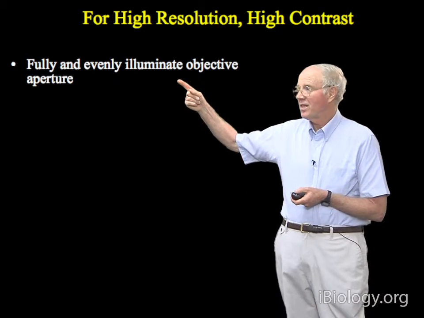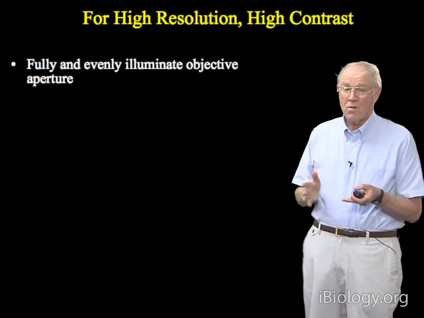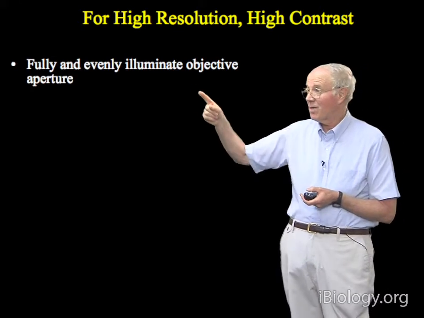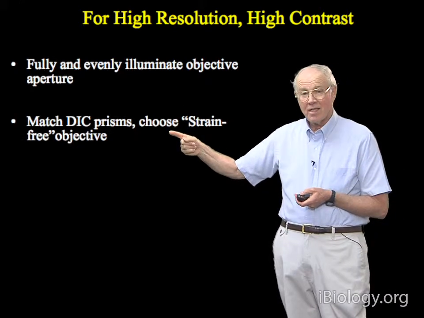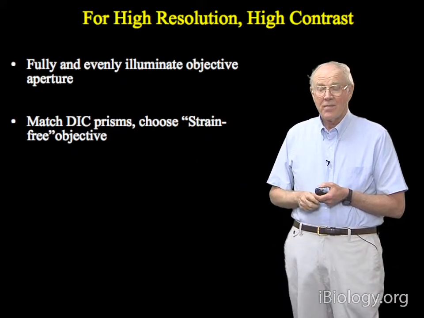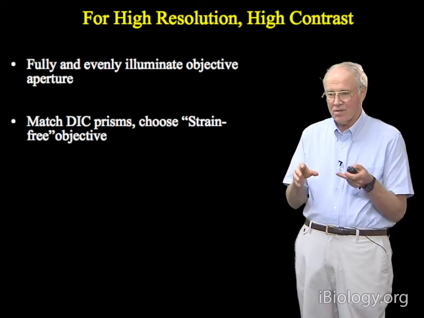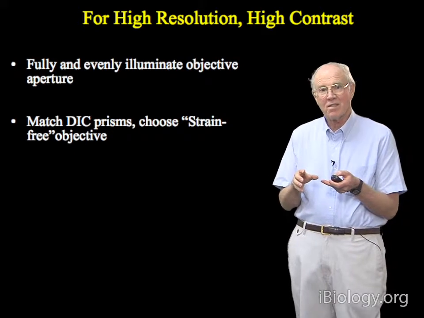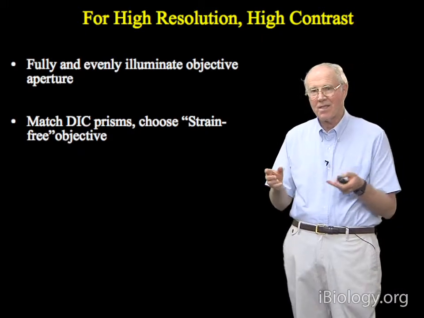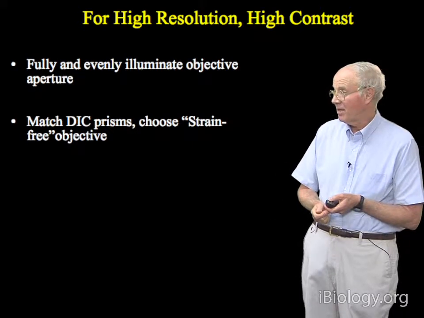And in order to do high resolution, high contrast imaging, particularly of these very fine structural details, it's important to fully and evenly illuminate the objective aperture, like a 1.4 NA objective. That means oil immersion for both the condenser and the objective, and no air bubbles, right? And it takes practice to learn how to have no air bubbles, right? You have to match the DIC prisms, and you need to have what are called strain-free objectives. That is, in the manufacturing of objectives, if there's stresses or strains in the glass or the cements, this can produce birefringence that makes a noise, and that noise will obliterate the contrast that would be coming from a weakly scattering specimen.